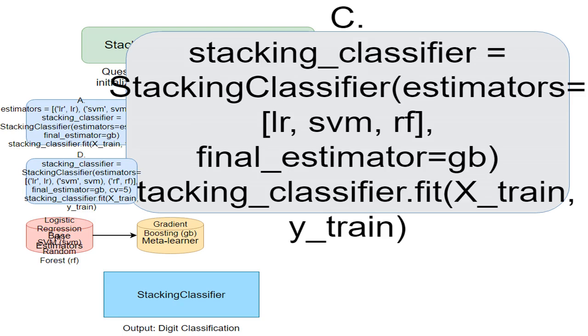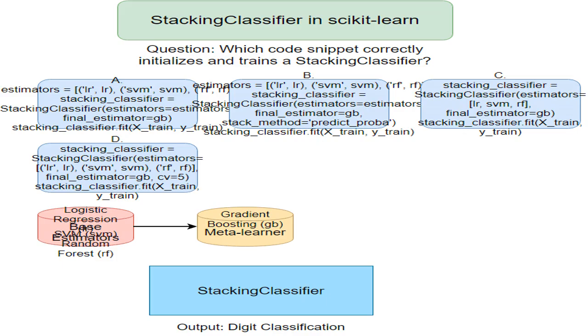This option is incorrect because I don't provide names for the estimators in the ESTIMATORS list. The StackingClassifier expects each estimator to be given a name within a tuple, like LR. This refers to the StackingClassifier, a machine learning model from the Sklearn library that combines multiple base estimators, like logistic regression, SVM, random forest, to create a more powerful ensemble model. A meta-learner, like gradient boosting, is then trained on the outputs of the base estimators to make a final prediction.